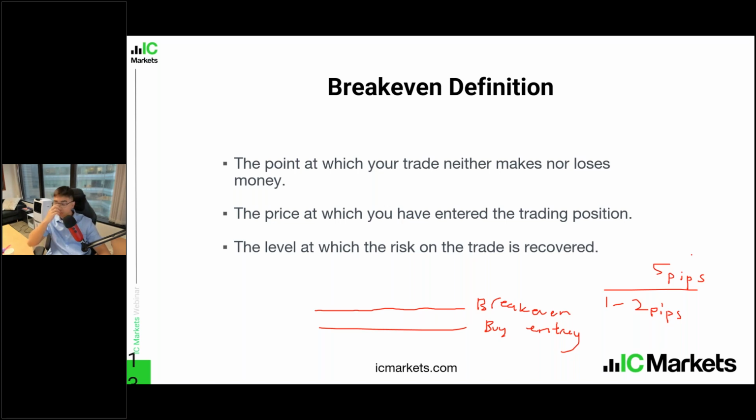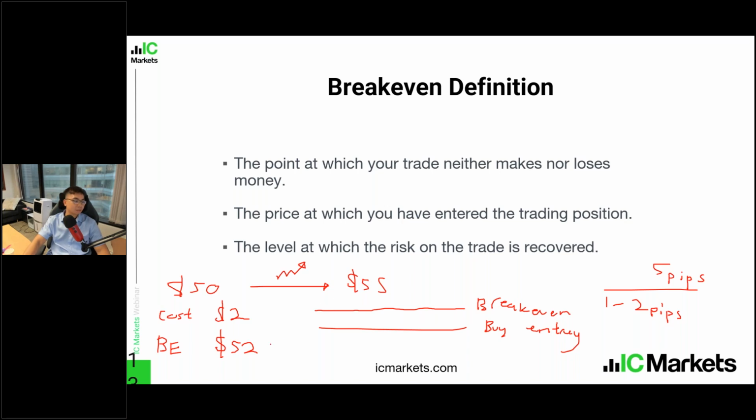Okay, next. For example, if a trader buys a stock at $50 and the cost of entering the trade is $2, your break even point, BE, is at $52. So if the stock price rises to $55, the trader's profit would be $3 per share. It's calculated by the difference between the current price and the break-even price. So $3 profit.